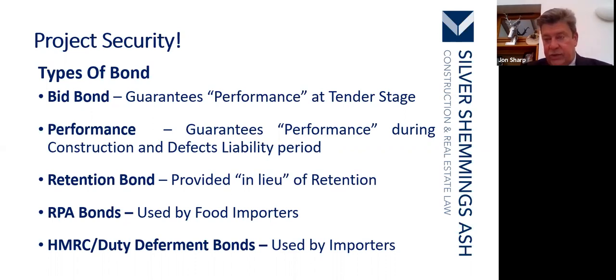There are also things called RPA bonds. Well, they're primarily used by the food sector for food importation, etc., in case of delay on the vessel and the food goes rotten, etc. And there are HMRC duty deferment bonds. Again, these are used by importers. Effectively, they take out a bond to guarantee that if there is any liability to HMRC, then the bond will pay out.